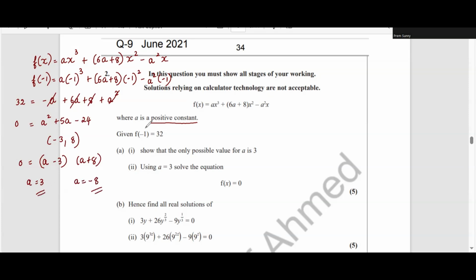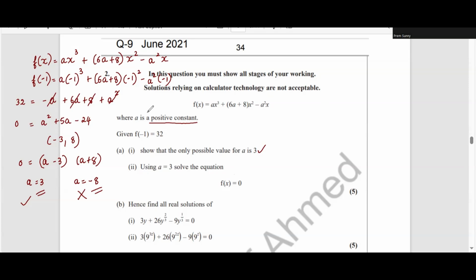But it's given that a is a positive constant. So a equals minus 8 we can ignore, and a equals 3 we can consider. So the only possible value for a is 3. Using a equals 3, solve the equation and find f of x equals 0.